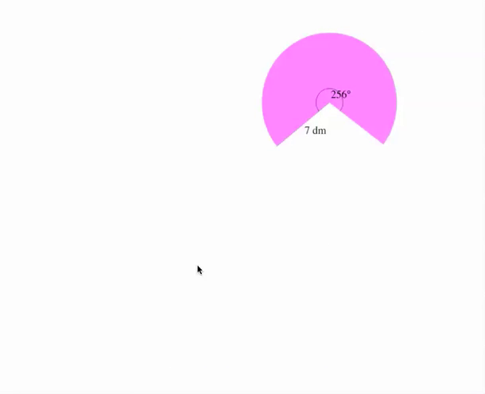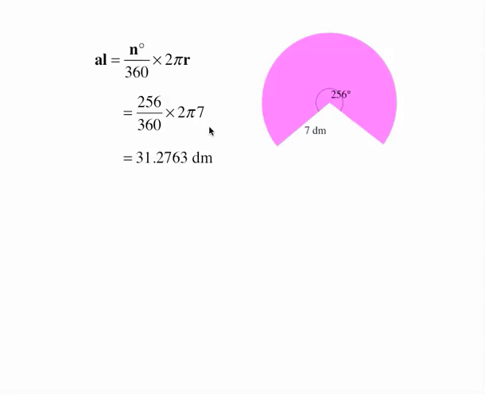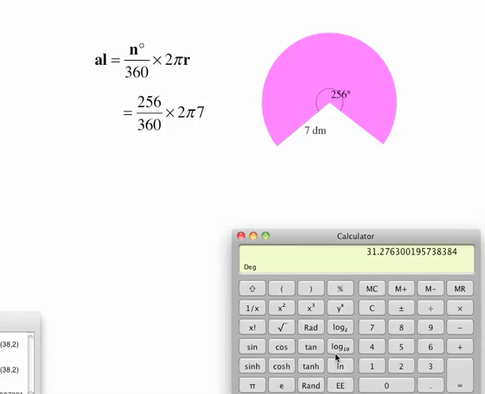All right, so the first thing we do is our formula. Arc length is a fraction of the circumference. The fraction is n degrees out of 360 times 2 pi r, the circumference. So 256 out of 360 times 2 times pi times 7. And that's calculator work, right? So let's throw that into the calculator.